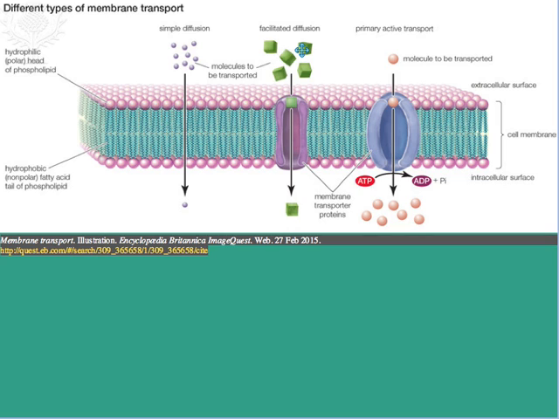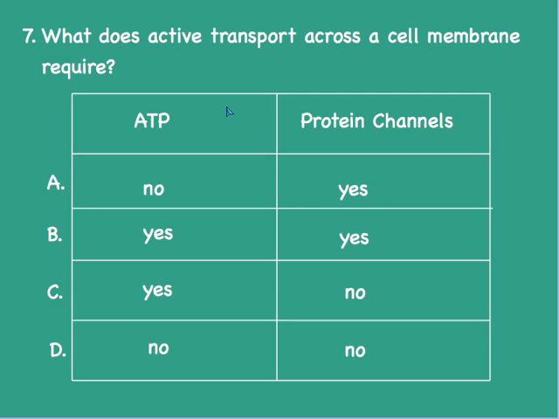a natural concentration gradient from areas of high concentration to areas of low concentration. But when these transmembrane proteins become associated with the hydrolysis of adenosine triphosphate, ATP, as ATP becomes ADP and an inorganic phosphate, sufficient energy is released to force molecules against concentration gradients from areas of low concentrations to areas of high concentrations. And this is termed active transport. Active transport across a cell membrane requires both ATP and a protein channel.